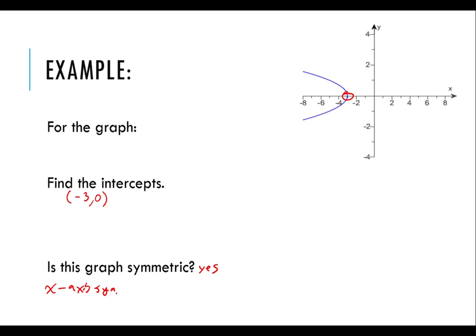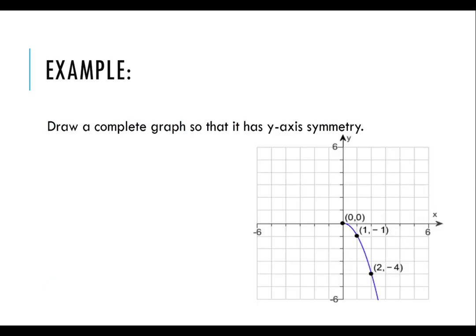It's just x-axis symmetric. Now we want to draw a complete graph so that it has y-axis symmetry. Well, y-axis symmetry means it just mirrors across the y. So if I have this point 1, -1, then I must also have a mirror point over here. I have this point 2, -4. That means I must have a mirror point over here. Then I need to draw technically the exact same parabola. And it's not perfect, but it's pretty close.